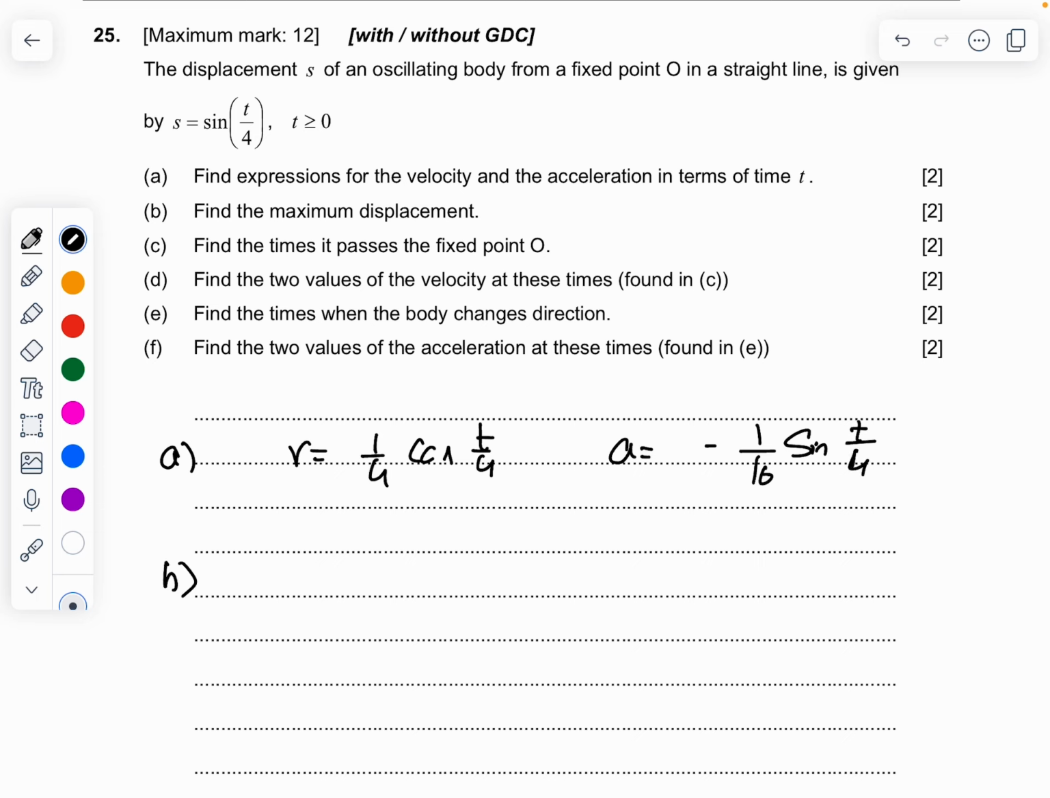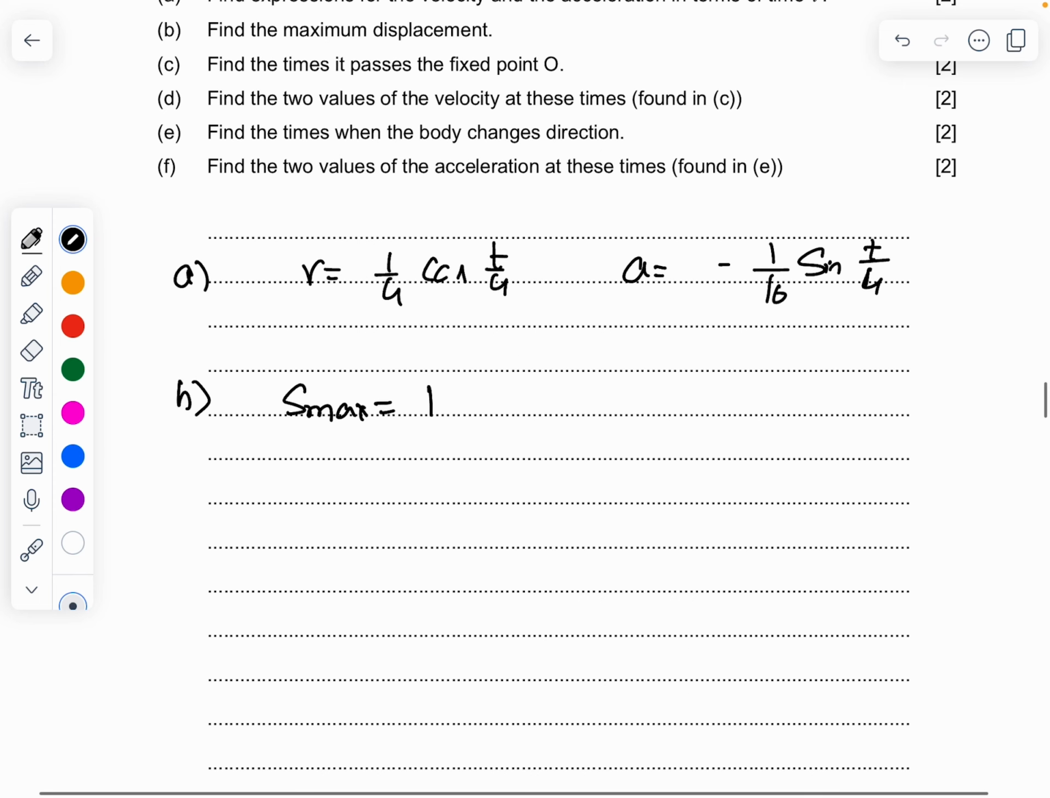Now part B, find the maximum displacement. Maximum displacement is 1 because sine's maximum value is 1. Find the time when it passes through 0. So S should be equal to 0. When will it be 0? At 0, 4 pi and 8 pi.